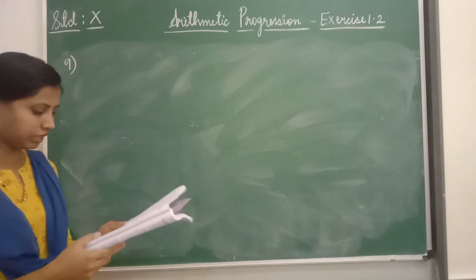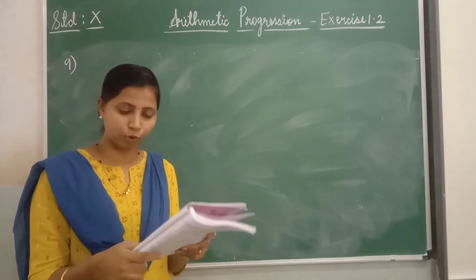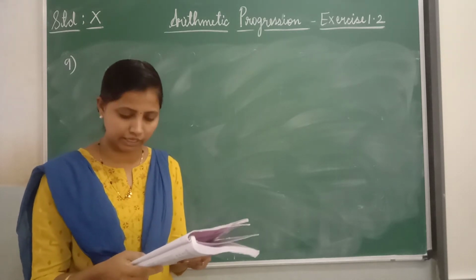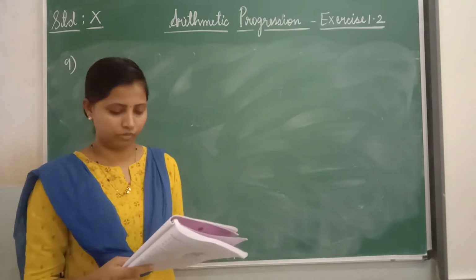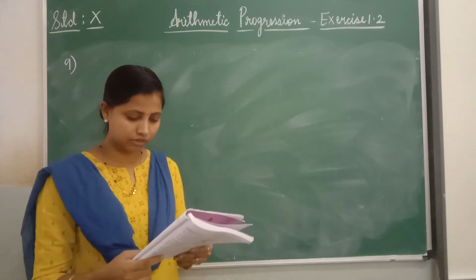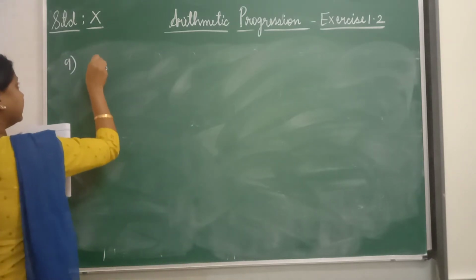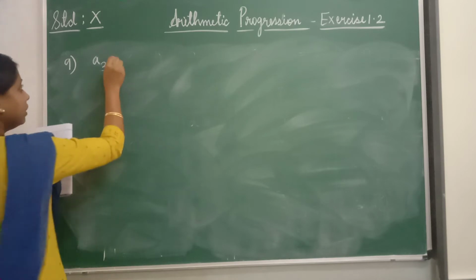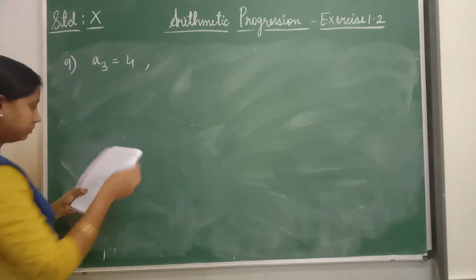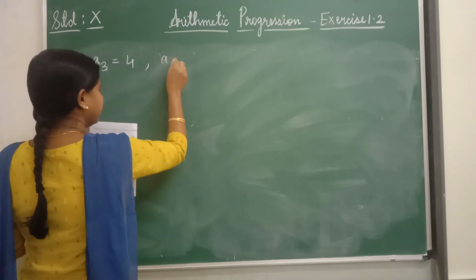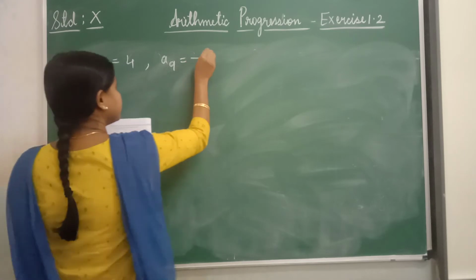So the ninth question is, if the third and ninth terms of an AP are 4 and minus 8 respectively, which term of this AP is 0? Understood? They have given third and ninth terms of an AP. So write the given things. Third term is given, that is A3. Third term is given as 4. And ninth term, that is A9. A9 is given as minus 8.